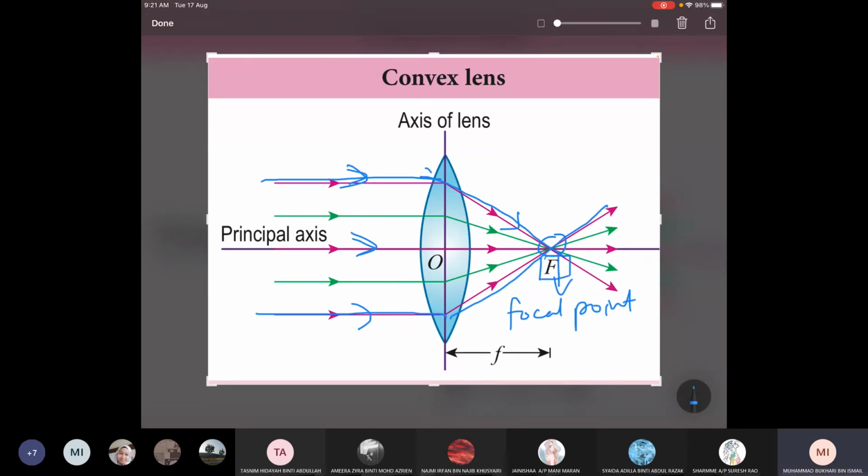And the distance between the axis of the lens and the focal point is known as F. You can see F here. This is the focal length. We call it focal length, small f. Generally, this is the diagram of a convex lens. Any questions so far?